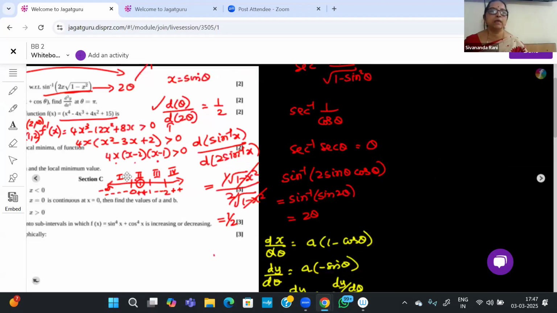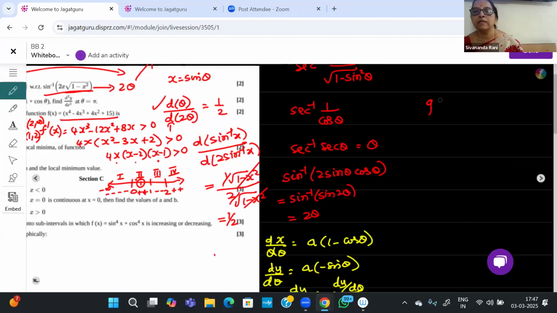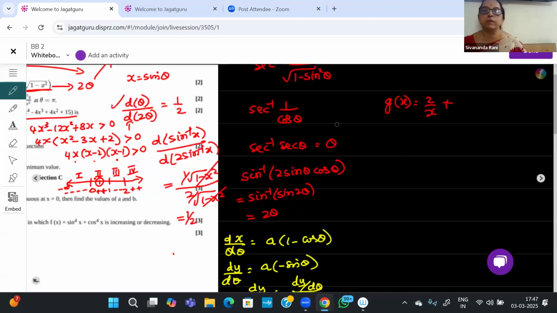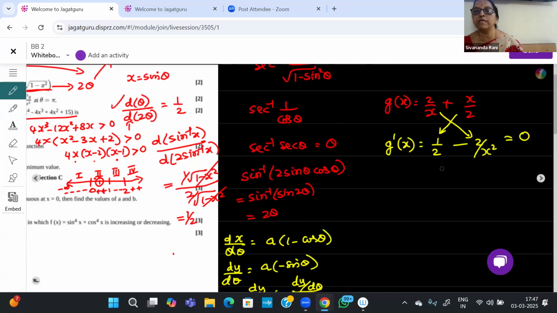Right. Let's discuss g of x. G of x is 2 by x plus x by 2. So what will be its derivative? For this, half. And for this, it will be minus 2 by x square. So for maximum or minimum, first derivative is 0, right? So if I take LCM, I get things cross multiplied. So numerator is 0.